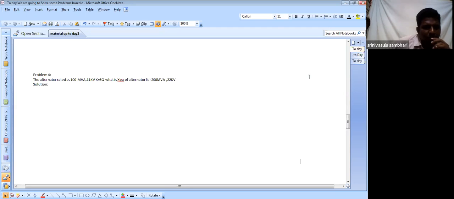In the previous second problem, the alternator was rated 100 MVA, 11 kV, X equal to 5 per unit. Understood? What is the difference between the second question and the fourth question? In the second question, X is given as 5 per unit. Now, what is the X per unit for an alternator of 200 MVA, 22 kV? Here X is given as 5 ohms, not 5 per unit.